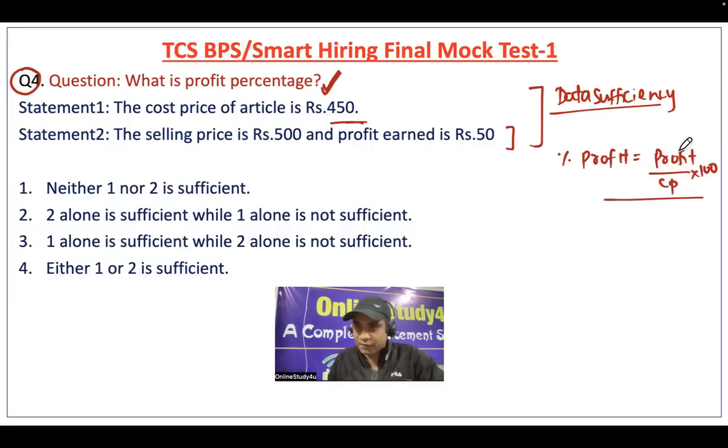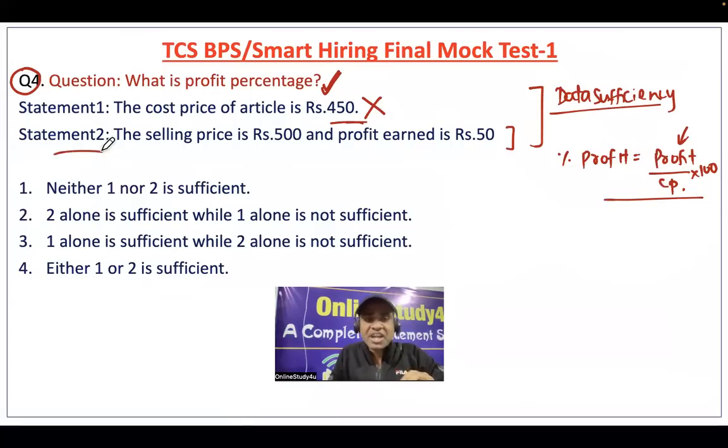So we need the data, we need profit, we need cost price. Now statement 1 is telling the cost price of the article is 450. So we have only cost price, profit is not given. So with statement 1, I cannot find the percentage of profit, okay. I hope it should be clear to you.